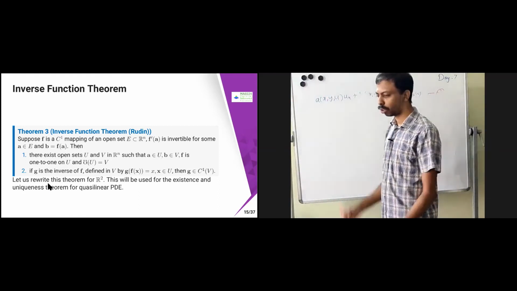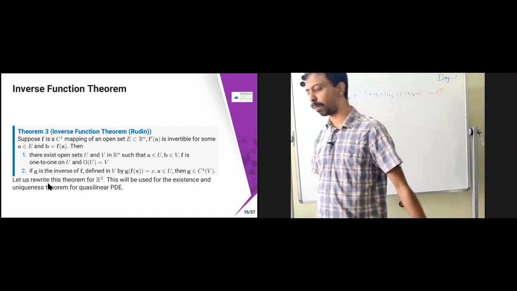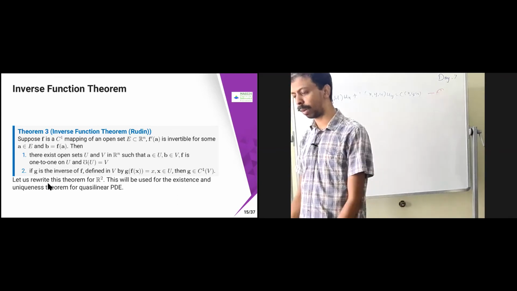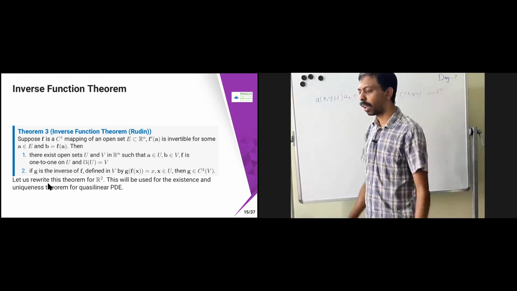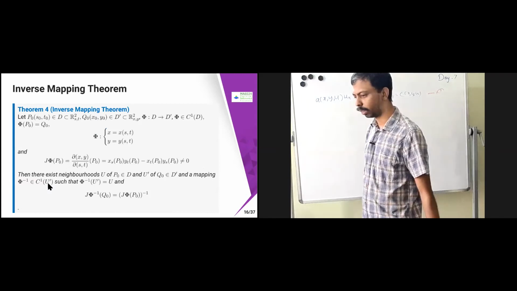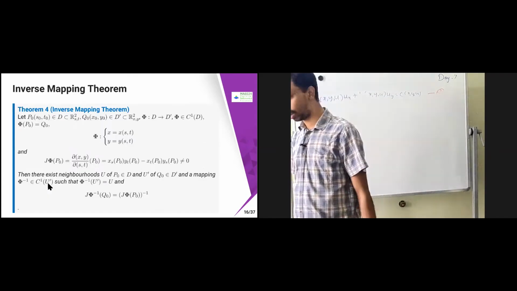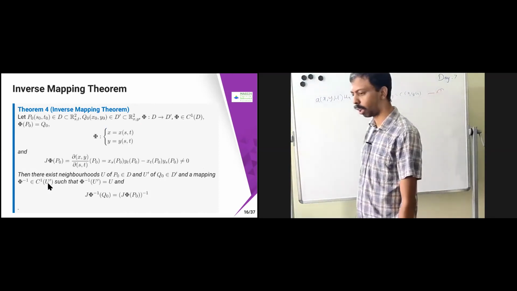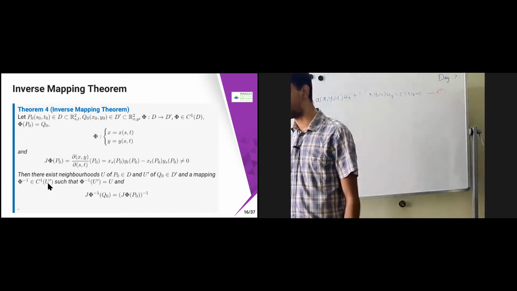Now what we are trying to do is rewrite this theorem for R square, for the existence and uniqueness theorem for the partial differential equation. This is going to be used there. I'm not going to give the proof of this, because it is already proved in the analysis course.